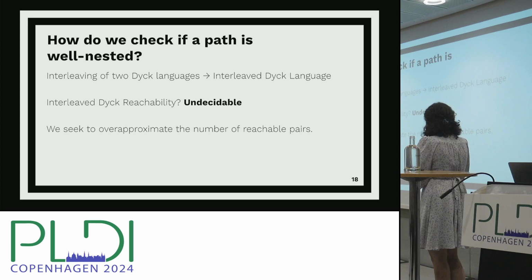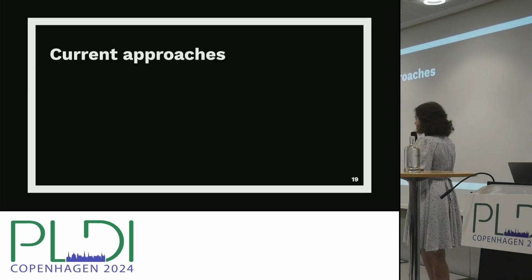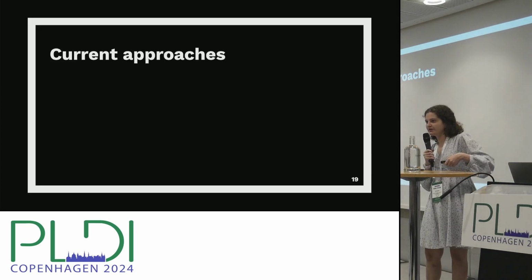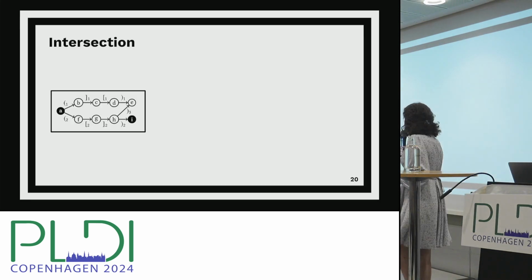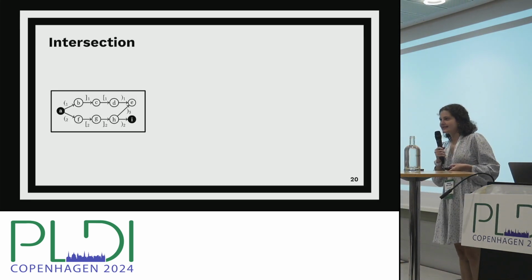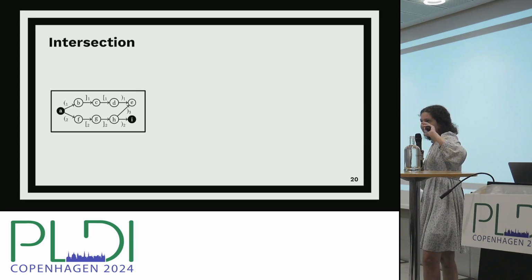So let's seek to overapproximate the number of reachable pairs. First of all, I'm going to talk about some current approaches, and then I'm going to talk about how we improved on them. The first thing you may think of is intersection. I said that if we squint one way and you only see parentheses, it should be valid. And if we only see brackets, it should be valid.